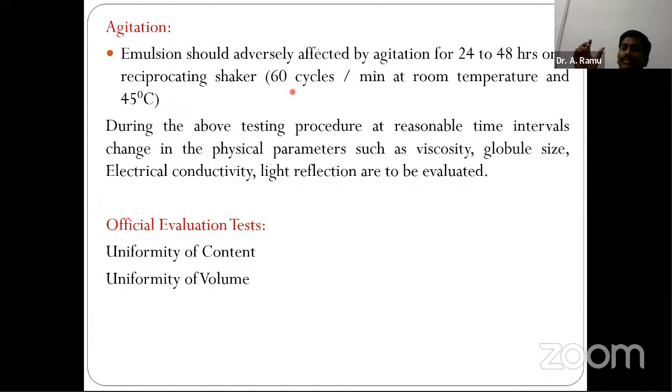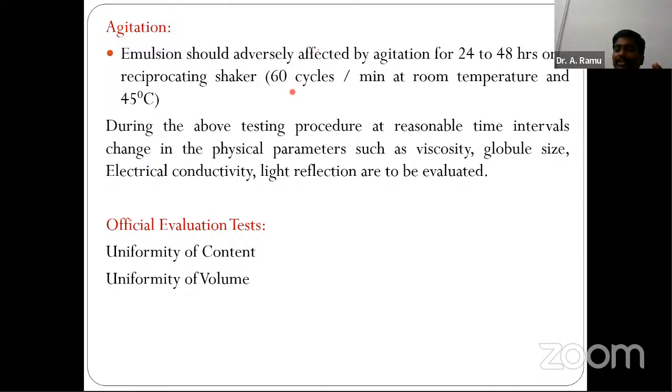That means when you expose the emulsion to this shaking process for 24 to 48 hours at room temperature and 45 degrees centigrade, there should be no change in the viscosity, no change in the globule size, no change in the light reflection, no phase separation, and no change in electrical conductivity. During the above stress condition exposure, we have to evaluate the physical parameters like viscosity, globule size, electrical conductivity, light reflection, and phase separation. If these are not changing, it indicates that the emulsion is physically stable.